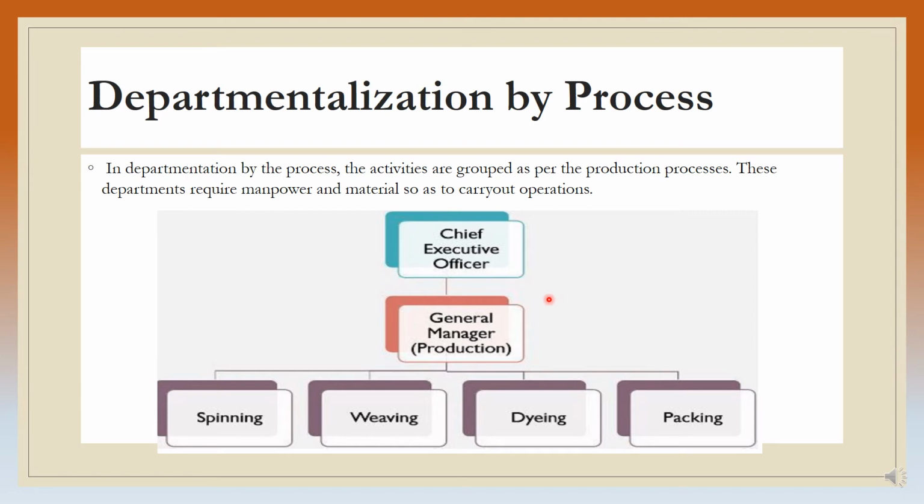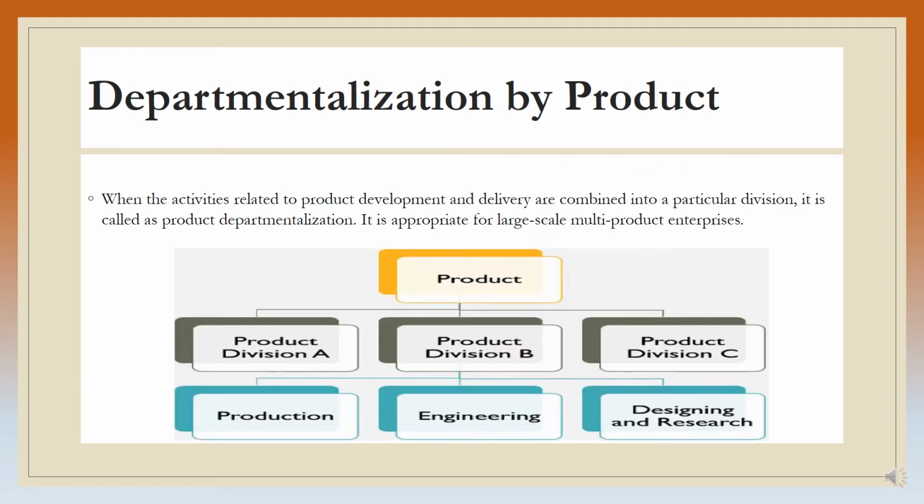Here I have given you an example of, let us say, a cloth. So there would be spinning, the threads would be spinned, then weaved, then dyed, and then there would be packing. So according to the process they have departmentalized. Now the next one is departmentalization by product.